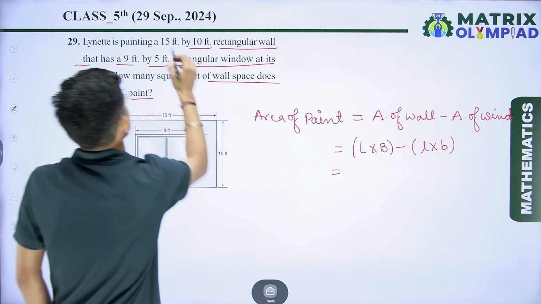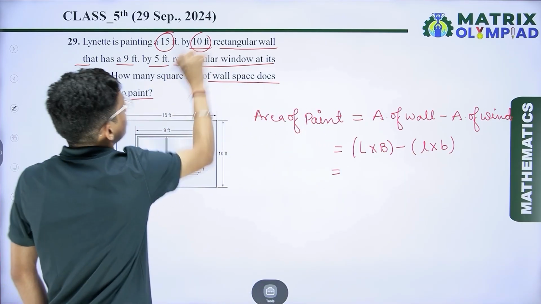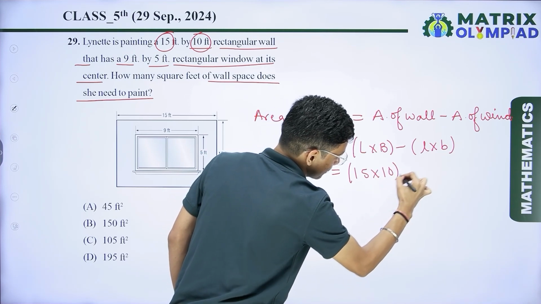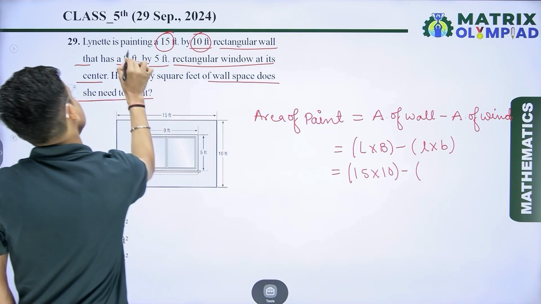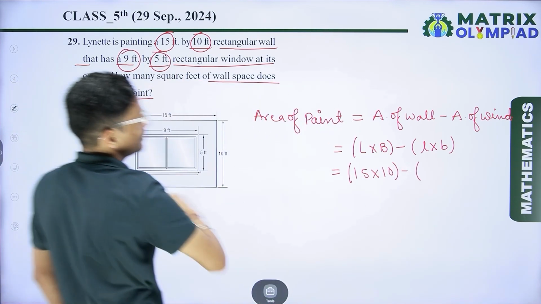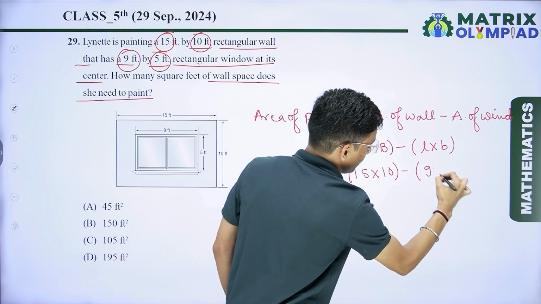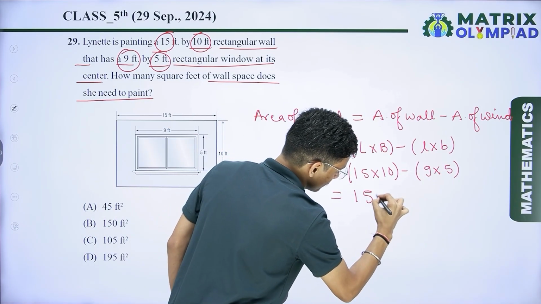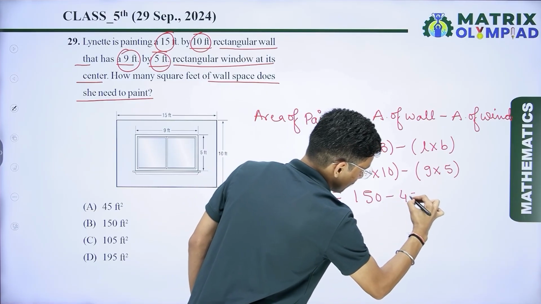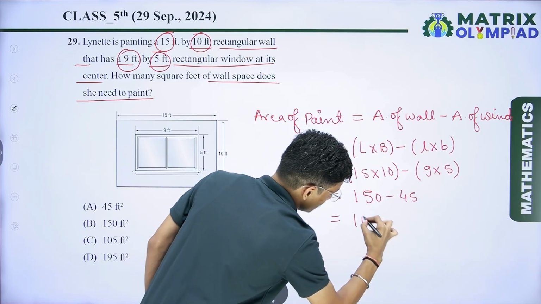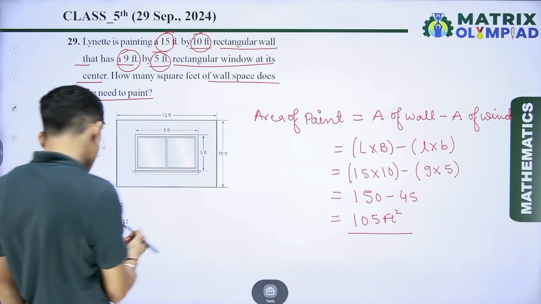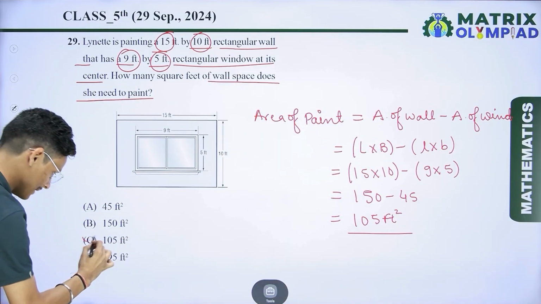So area of wall here is 15 multiply 10. So here 15 multiply by 10 minus, here length is 9 and breadth is 5. So here 9 multiply by 5. If I multiply both these numbers, then I get 150. Here I get 45. So here the answer is 105 feet square. Let's check which one is the correct option. Option number C is correct over here.